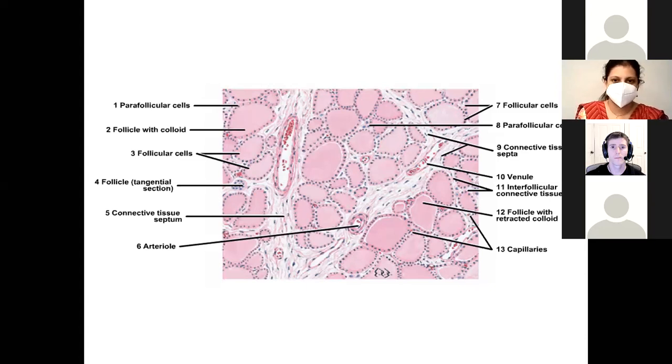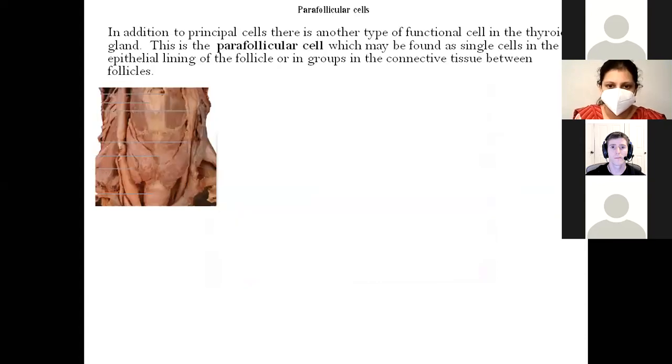That's why the name suggests parafollicular. Apart from that, you can also see connective tissue septa over here. You can see arterioles or venules and capillaries. All of these components of the thyroid gland, which you are supposed to mention in microscopic features or identification points of the thyroid gland, can be seen in this diagram. In addition to principal cells, which we have discussed, the parafollicular cells may be found as single cells in the epithelial lining of the follicle or in groups in the connective tissues between the follicles.